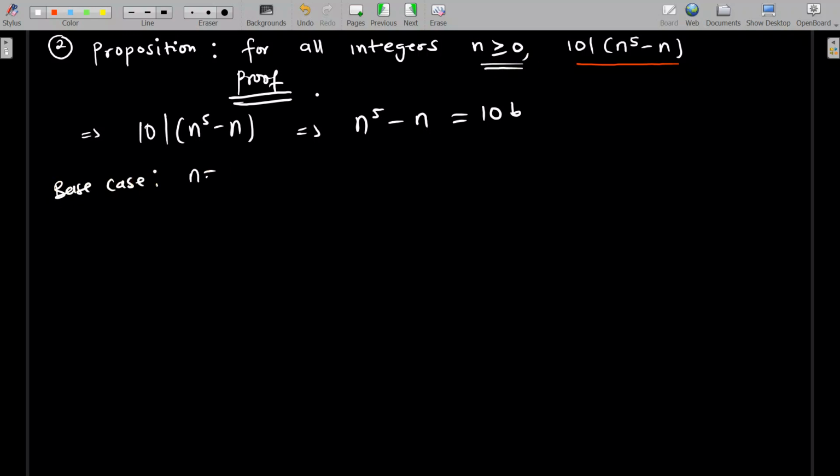So when n equals 0, what happens? Let's assume that our p of n is such that 10 divides n to the fifth minus n. So p of 0 is such that 0 to the power 5 minus 0 is equal to 0, and that is the same as 10 multiplying 0, right? 10 multiplying 0 is equal to 0. So in here, 0 is b. So this claim is actually true, that 10 divides 0. Actually, any number apart from 0 itself divides 0. Any number can be written as 0 multiplying something.